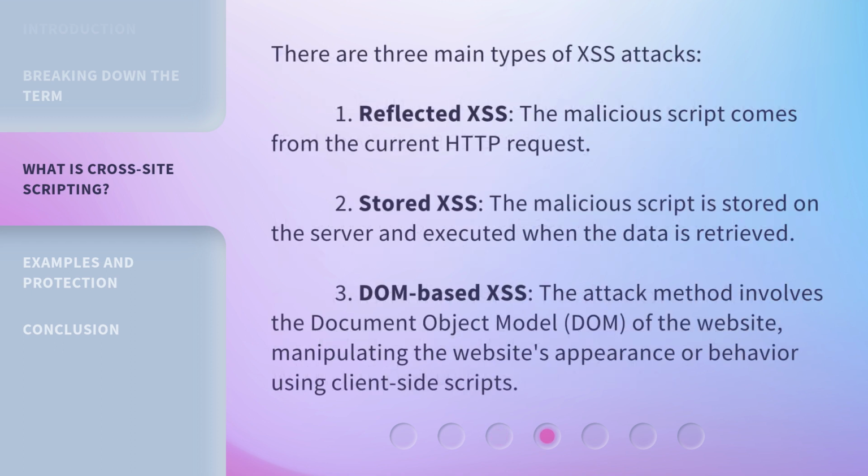There are three main types of XSS attacks. 1. Reflected XSS. The malicious script comes from the current HTTP request. 2. Stored XSS. The malicious script is stored on the server and executed when the data is retrieved. 3. DOM-based XSS. The attack method involves the document object model, DOM, of the website, manipulating the website's appearance or behavior using client-side scripts.